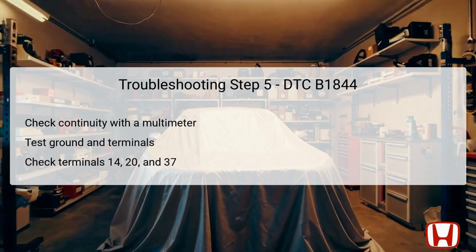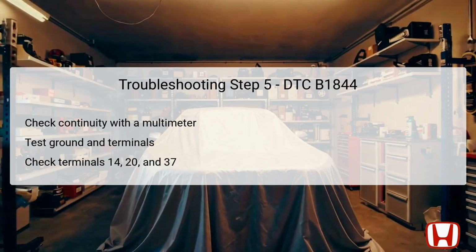The 5th troubleshooting step focuses on checking the continuity between body ground and specific terminals on the power seat control unit connector B, 40P terminals, number 14, number 20, and number 37. This is done using a multimeter, which is a device used to measure electrical resistance and continuity. By testing each terminal individually against the body ground, you can determine whether there is a proper electrical connection.